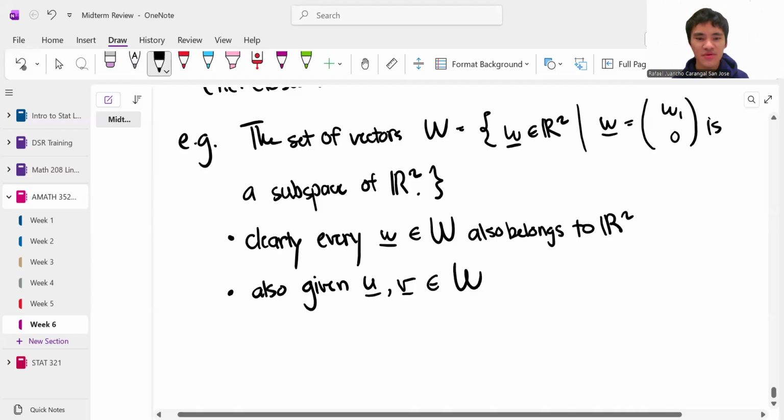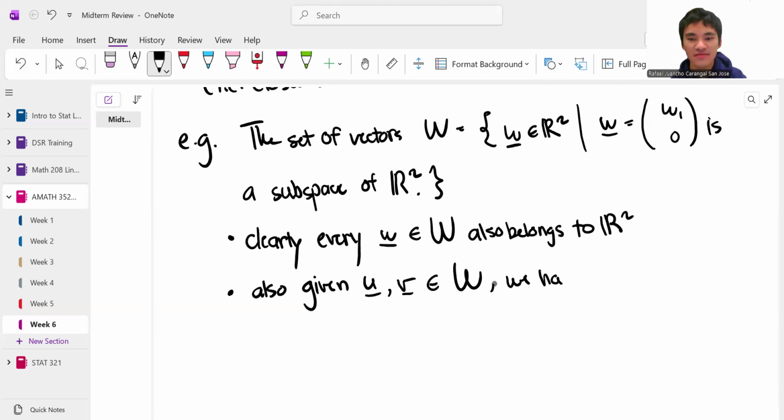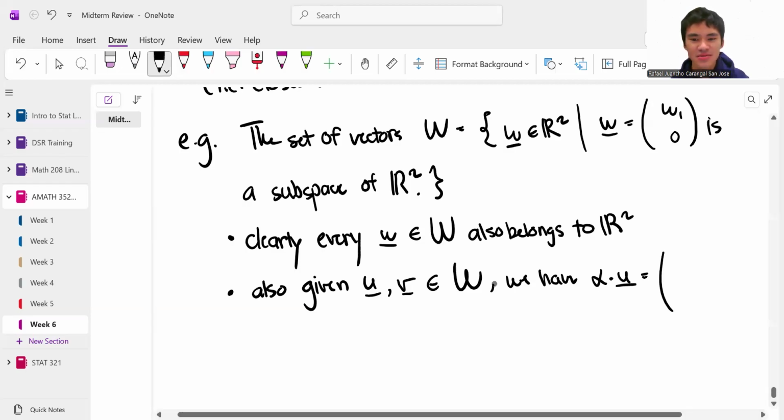Oh no, my bad, in W. So let's say we have U and V and they're in that subspace W. We have, say, alpha. We multiply it to U. And let's say that's equal to alpha U sub 1, 0.